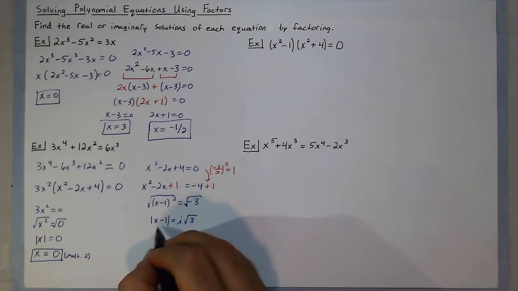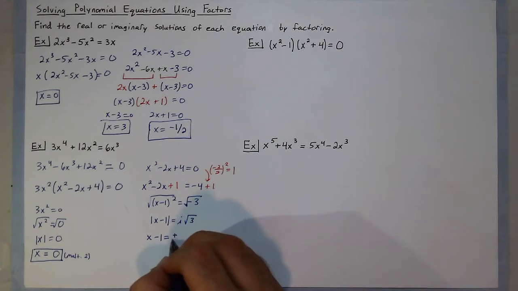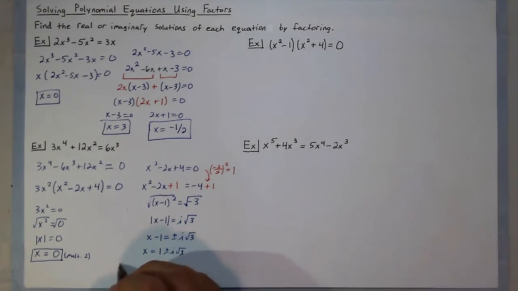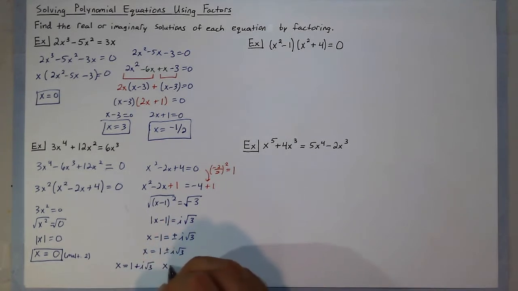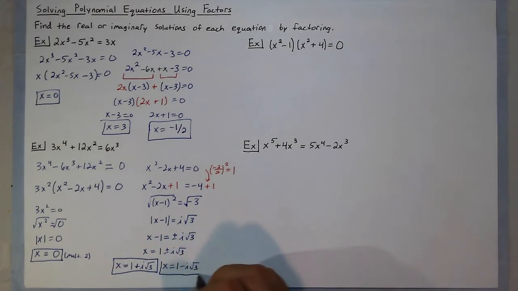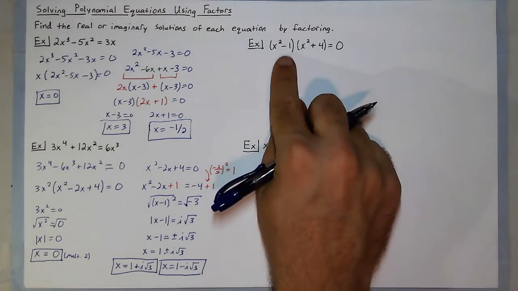So to finish solving this, I'll take the plus and minus of the right side. So x minus 1 is equal to plus or minus i square roots of 3. Adding 1 gives me 1 plus or minus i square roots of 3. So my other two solutions besides 0 are 1 plus i square roots of 3 and 1 minus i square roots of 3. So the importance of factoring is that we'll find these imaginary solutions if they exist for the polynomial. So right, this is already factored.